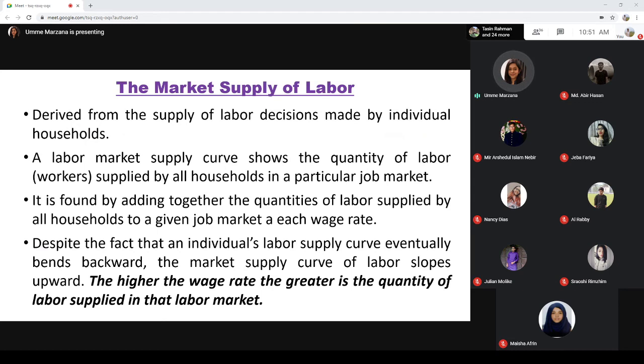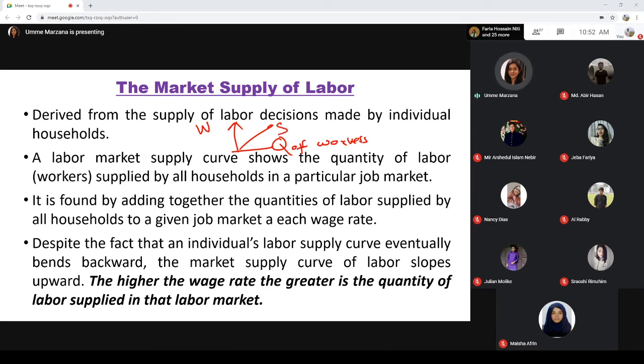From this we have the market supply curve. Again, the market supply curve we derive from the individual labor supply curve, we add them. But the difference between the individual labor supply curve and the market is that in the market, you have your wage rate on the vertical axis and on the horizontal axis, you have quantity of workers, not hours. Because we want to see that at a specific wage, how many workers are willing and able to work. In the overall market we cannot calculate with hours. Basically, how much is the quantity supplied of workers.